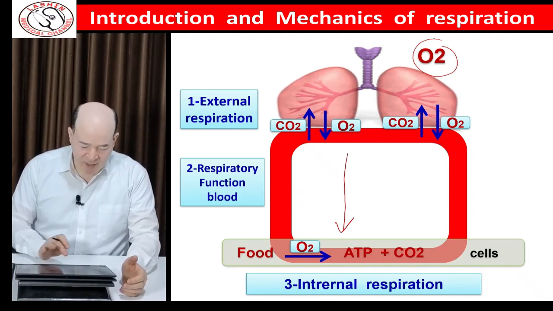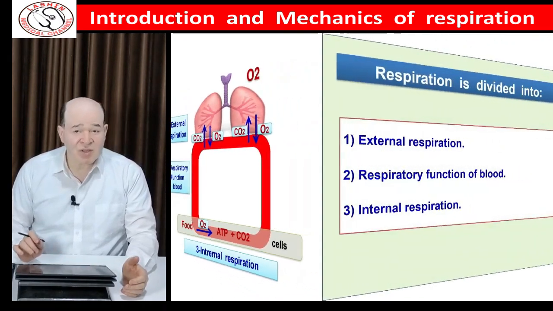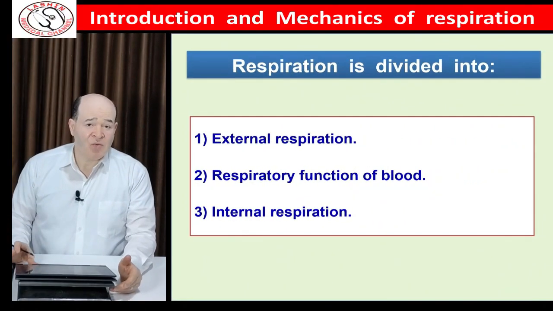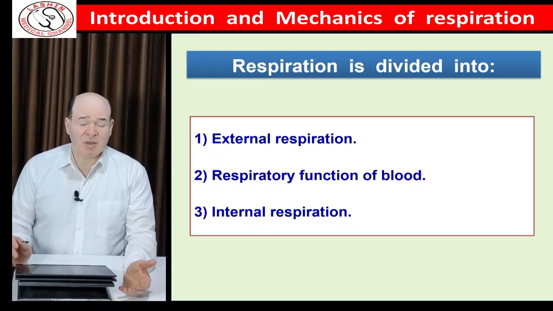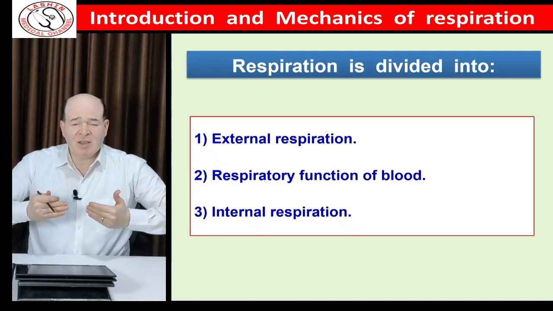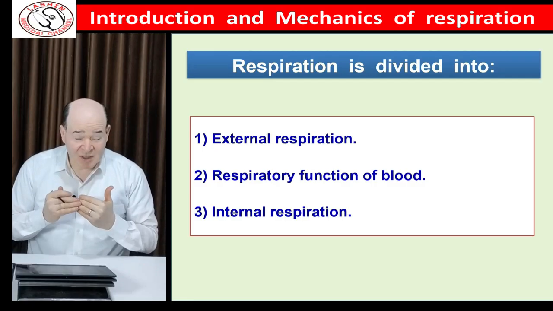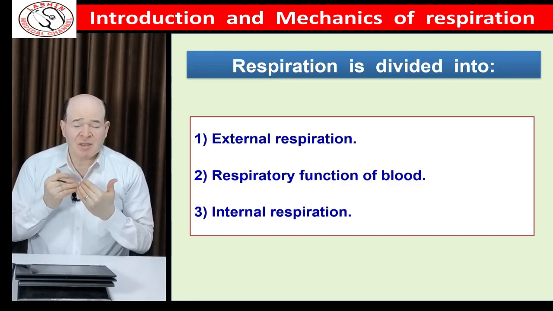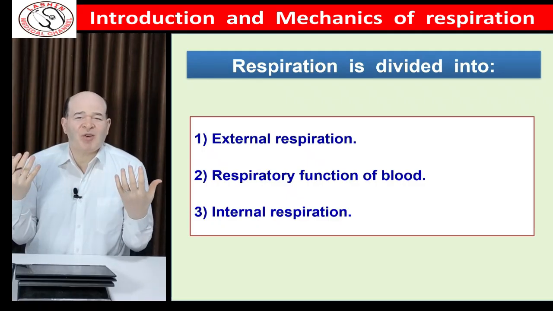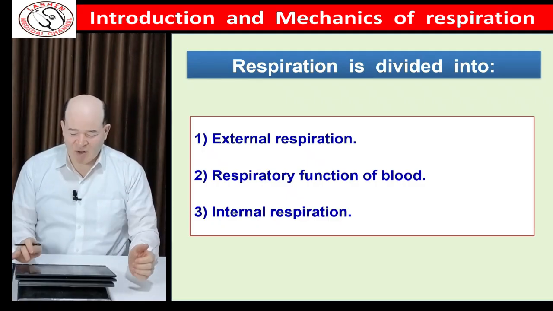We can divide the process into three main steps. First, external respiration. Second, respiratory function, blood. Third, internal respiration. External respiration is the stage before entering blood. Respiratory function, blood, is the process where oxygen is present in blood. Internal respiration is the stage where oxygen is already delivered to the inside of the cell.